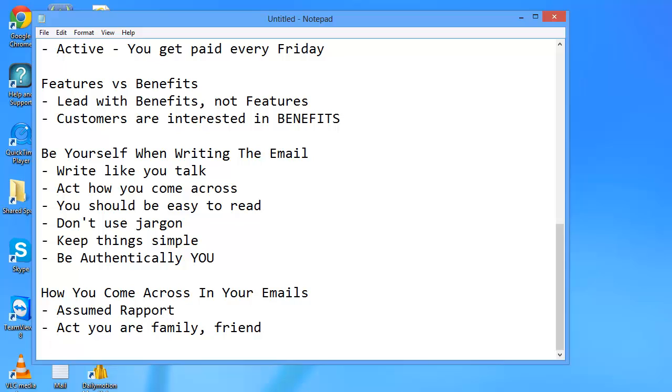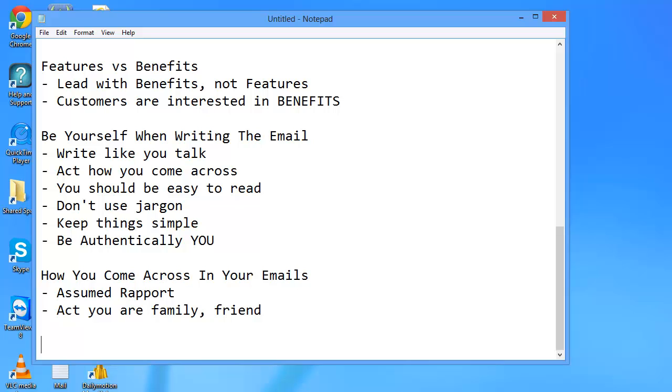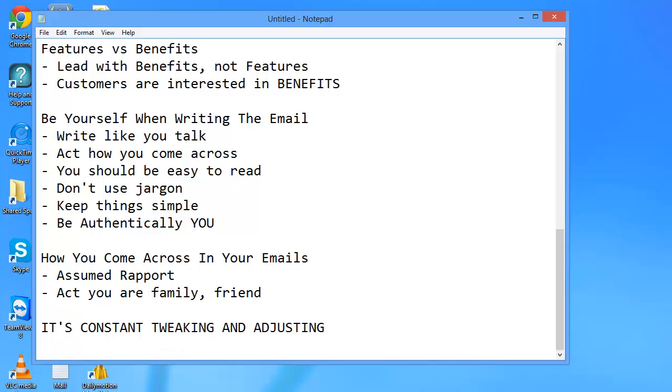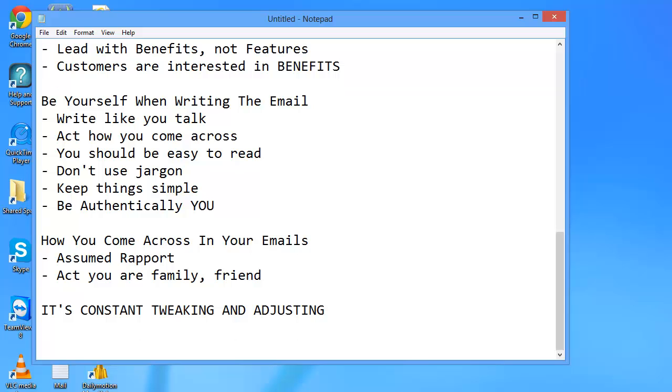And basically a few other things. You should always remember that it is a constant tweaking and adjusting. It is the whole internet marketing game. Whatever you are trying, whatever you are doing, it is a constant tweaking and adjusting. You have to study, you have to research what you are doing, what is working and what is not working, and you have to tweak it according to that.